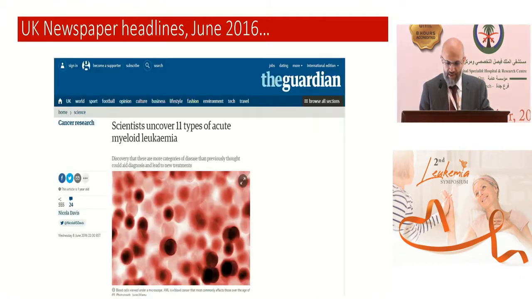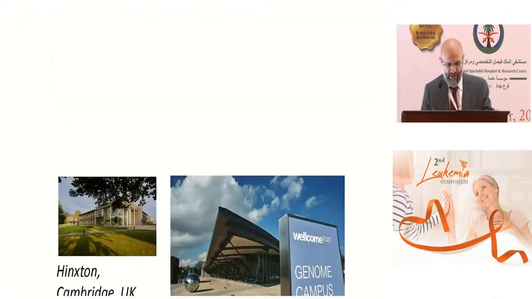This was a headline from 2016 where the headline, or at least on the internet, was that scientists uncover 11 types of acute myeloid leukemia. And that came from this lovely place outside Cambridge in Hinxton, where you have the Wellcome Genome Campus, and Prof. Craddock was talking about NGS, and there's something that they have there called an Illumina farm, where they're churning out tons and tons of sequencing data.